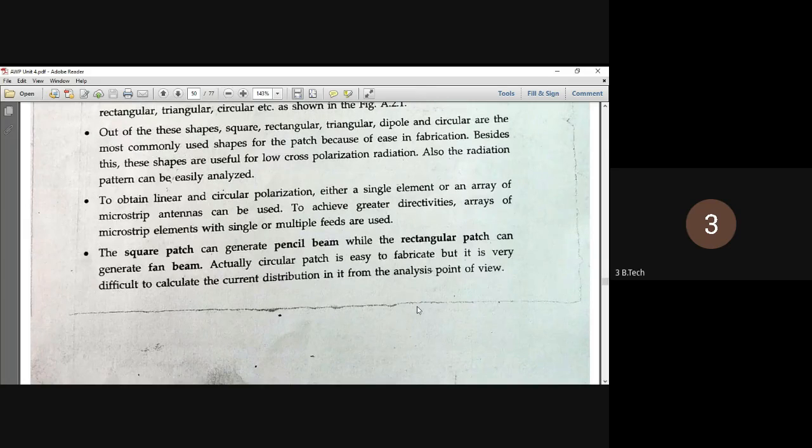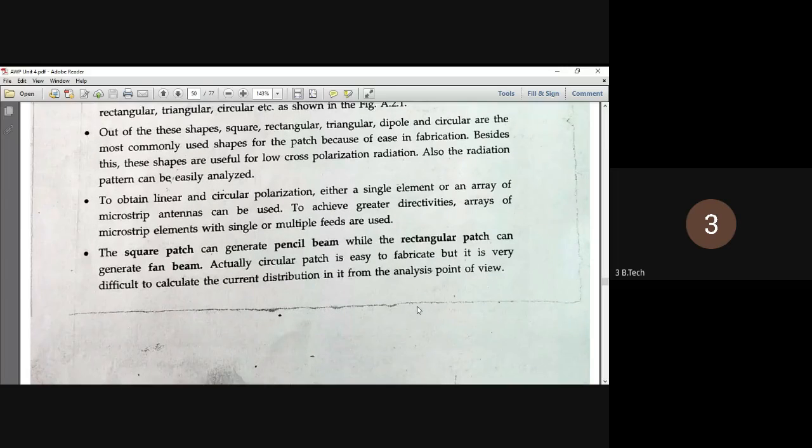So to obtain a linear polarization, circular polarization, either a single element or an array of microstrip antennas can be used. To achieve greater directivity, arrays of microstrip antennas with single or multiple feeds can be used. So the square patch ఎలా ఉంటుందంటే it can generate a pencil beam, while the rectangular patch can generate a fan beam.